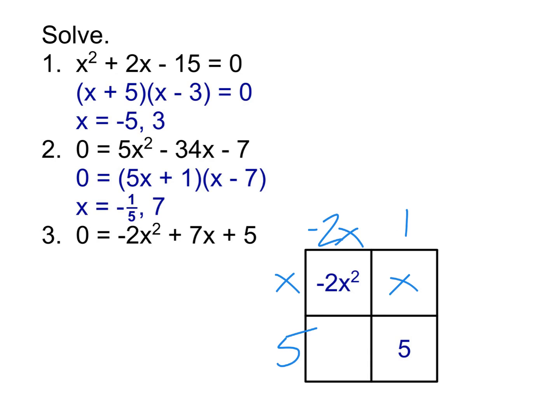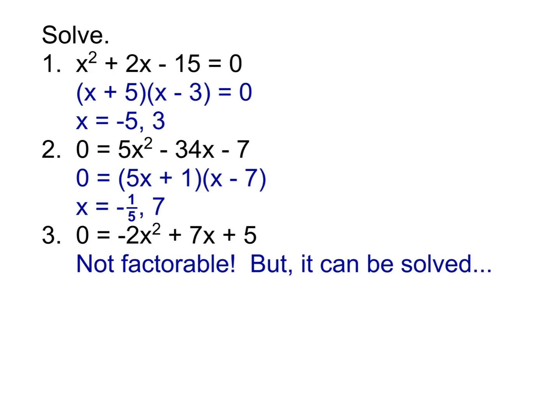Okay, so then we try switching it. And so that gives us x and a negative 10x. Does that add to 7 then? No. And that's the only way we can get the 5, and that's the only way we can get the negative 2x squared. So then that means this one is not factorable. But it can be solved, and that's what today is going to be about: how do we solve it if it's not factorable?